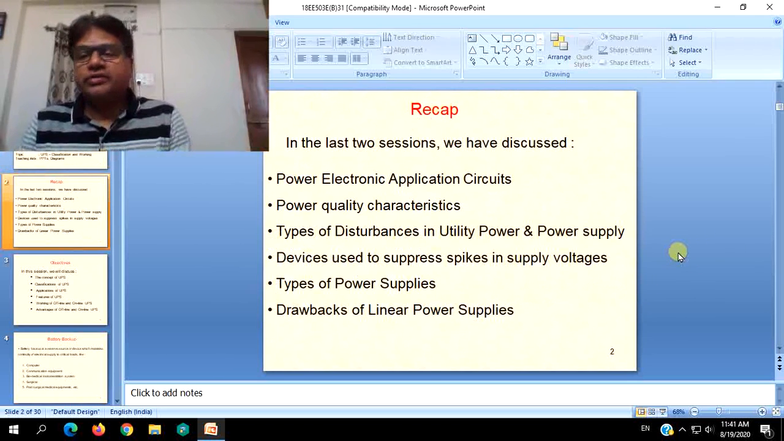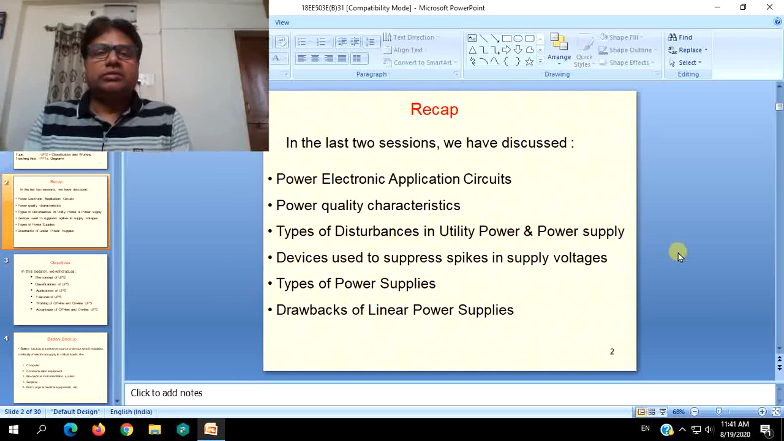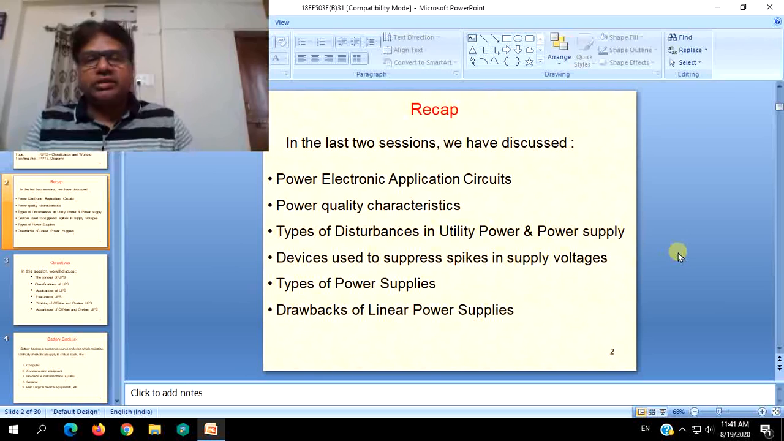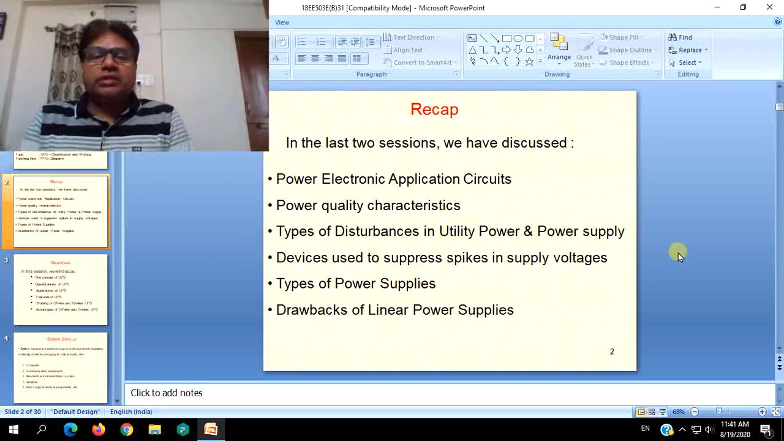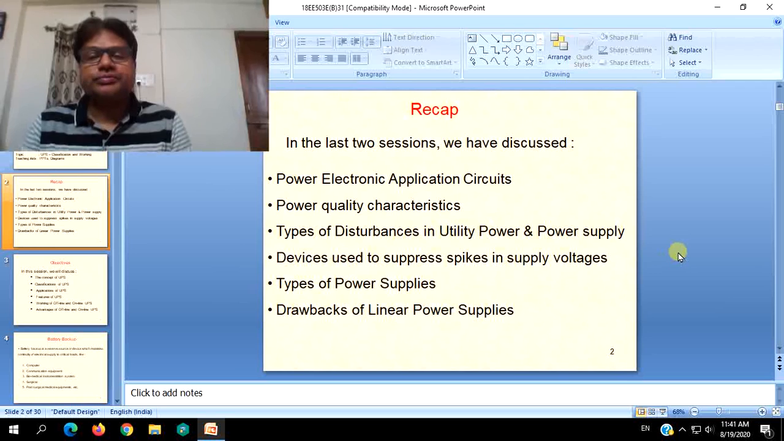These are the things which we have discussed in the previous session. Power electronic application circuits, power quality characteristics, types of disturbances, devices used to suppress spikes in supply voltage, that is isolation transformer, MOVs, that is metal oxide varistors, snubber circuits, and regulating transformers.